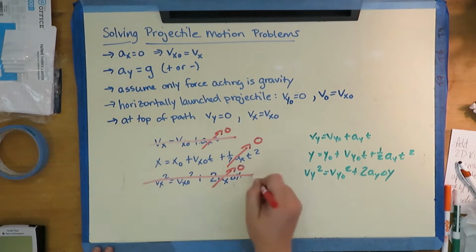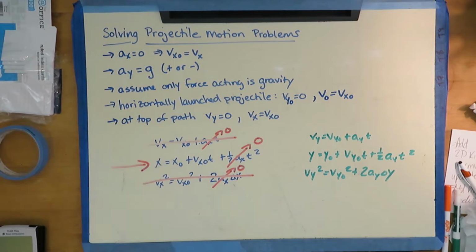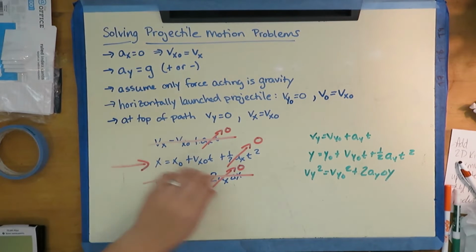So the first and third equations in a projectile problem are basically useless. The only equation you're really going to work with is the second equation in the x direction. So that really simplifies things down. Now, do not just sub in and memorize what this looks like without that.